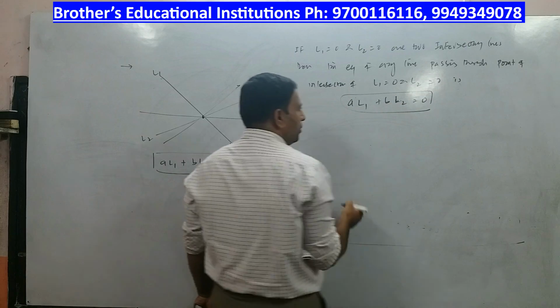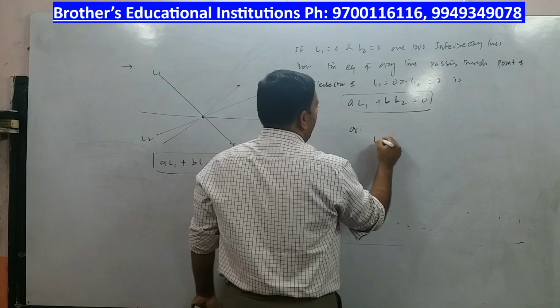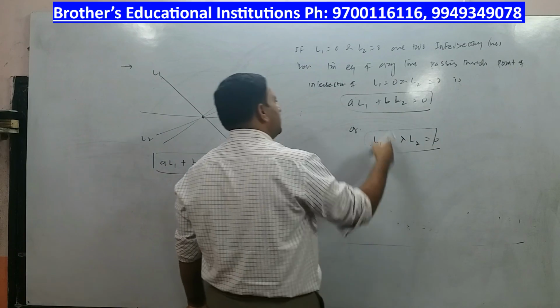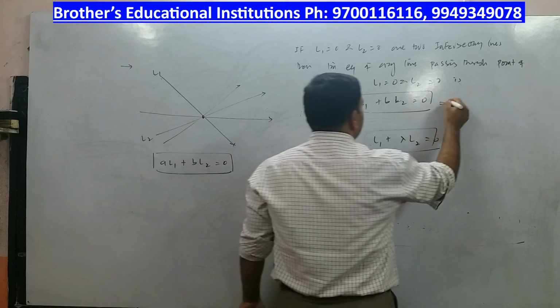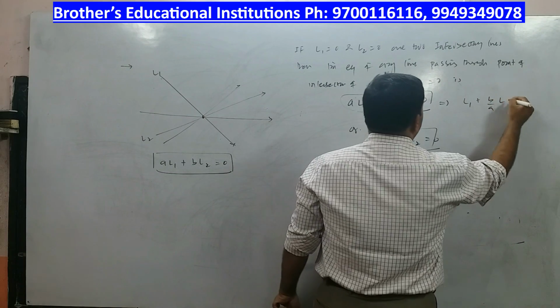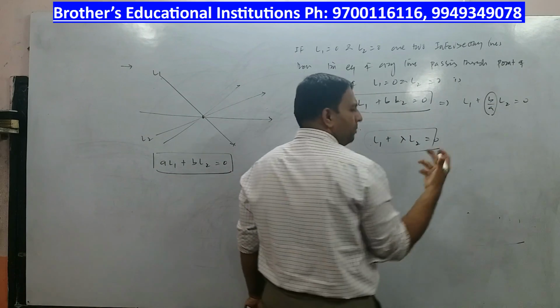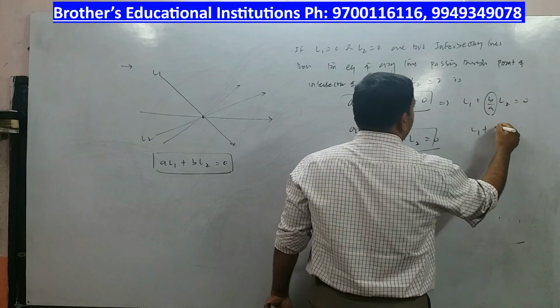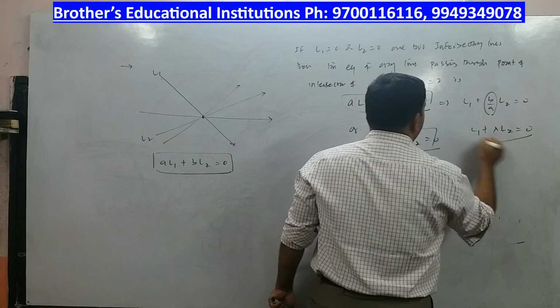A L1 plus B L2 is equal to 0, or L1 plus lambda L2 is equal to 0. In fact, this is derived from this only. How do you derive it? Let us say you divide the entire equation by A. So you'll get L1 plus B by A L2 is equal to 0. What is B by A? B is a constant, A is a constant. Constant by constant is a constant. So it is L1 plus lambda L2 is equal to 0.